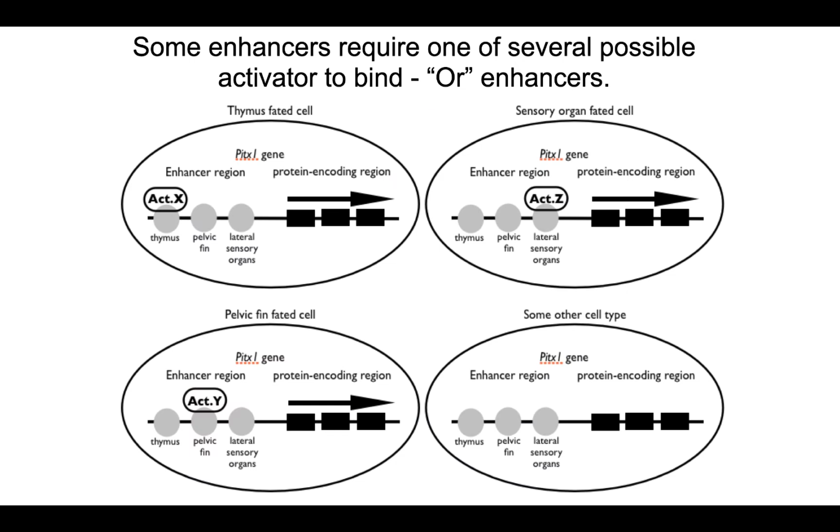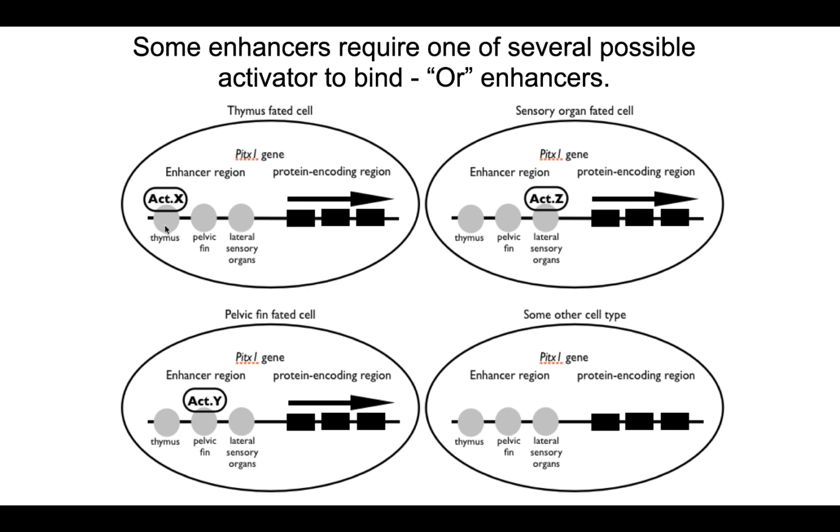But there are others where the opposite is true, where you have a gene, and this is called PITX1, and this is a gene in a particular type of fish. And here's our protein encoding region, and here are the 3 regulatory sequences.